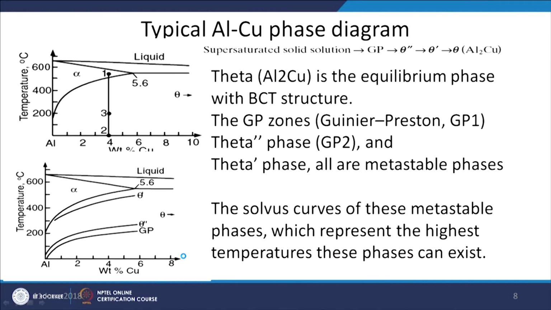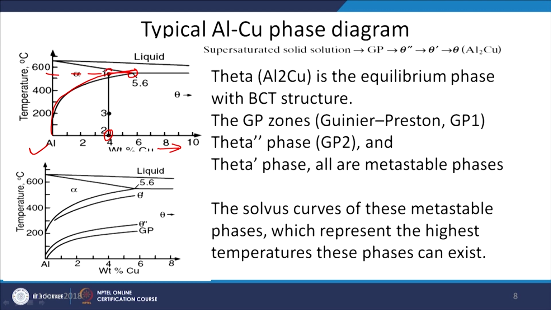A typical precipitation hardenable alloy is aluminum copper, which shows the formation of different types of precipitates. Here we can see the aluminum copper phase diagram, and this is the solvus line. It shows that copper can be dissolved in aluminum up to a maximum of 5.6% at around 550 degrees centigrade. Say this alloy has 4% copper.